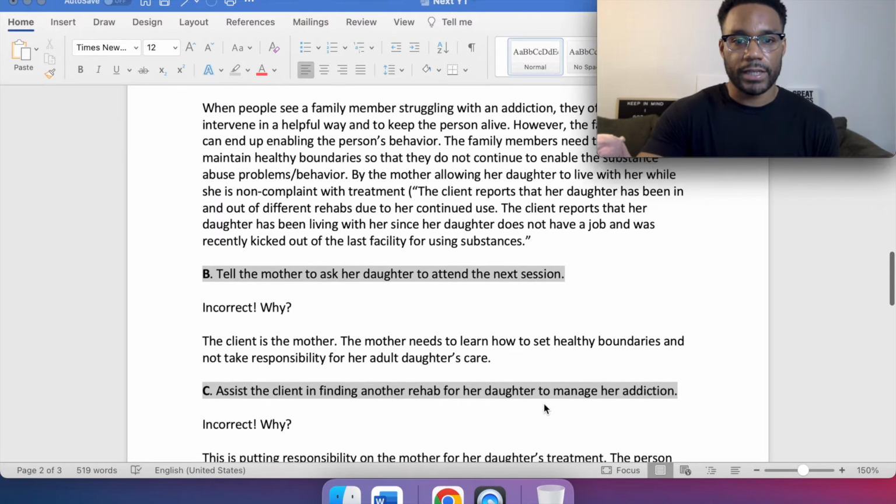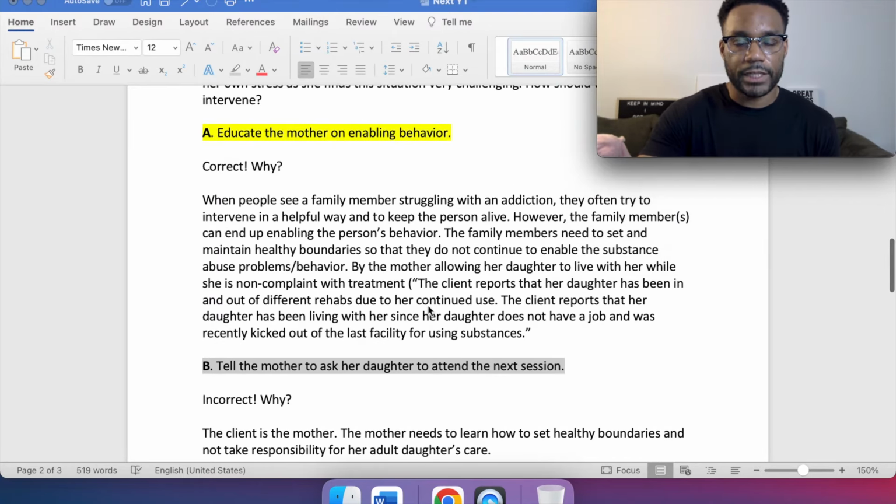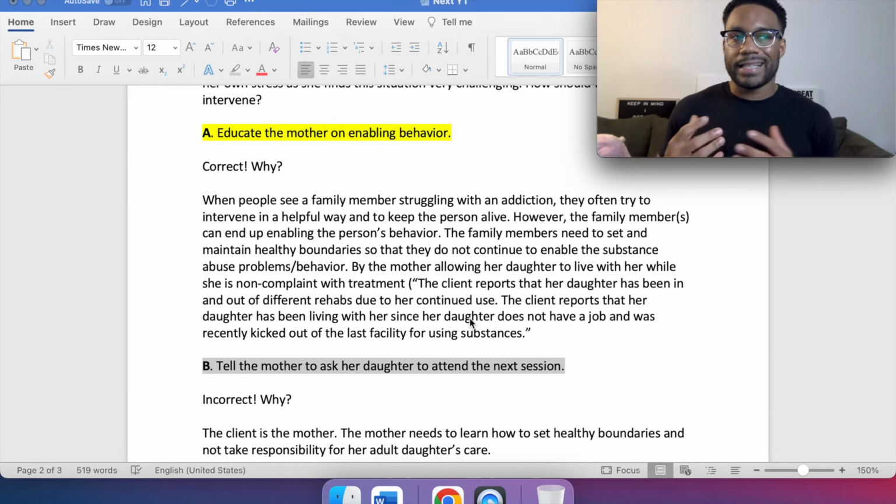So again, relating back to the explanation for A, the moment the family member, the loved one, starts to take on that responsibility for the care of another, that's a difficult spot to be in, because we want the person that's going through these addictions, that's going through these challenges, we want them to want it for themselves. They have to be able to do that.